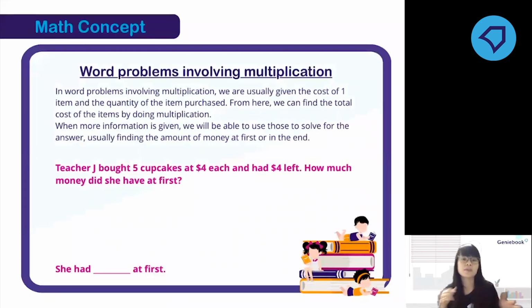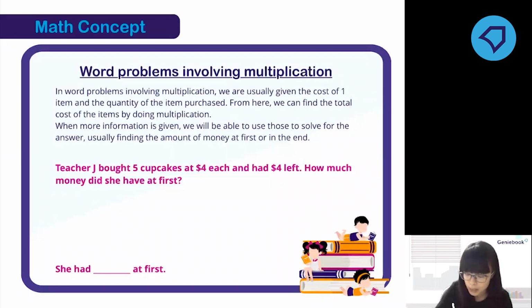Word problem involving multiplication. Usually you're given the cost of one item and the quantity of the item that's being purchased. From here, you can find the total cost of the item by doing multiplication. But then the question is always not so easy because you're already in P3, right? So teacher J bought 5 cupcakes at $4 each and had $4 left. So how much money did she have at first? So what do you guys do? There are 2 parts to this question.